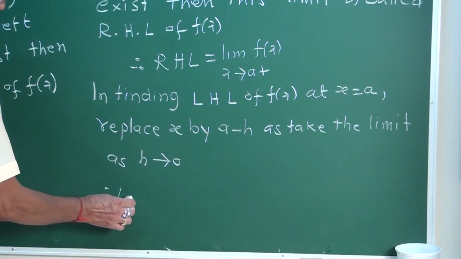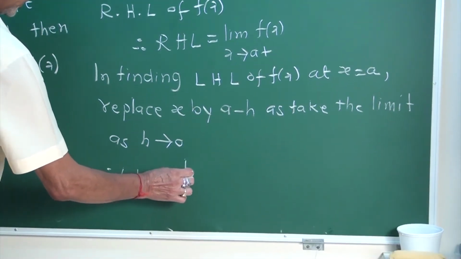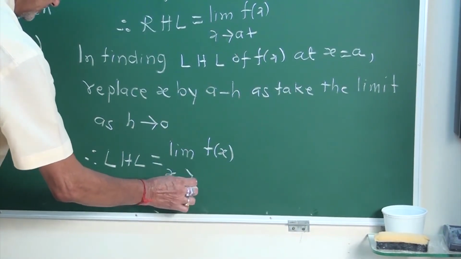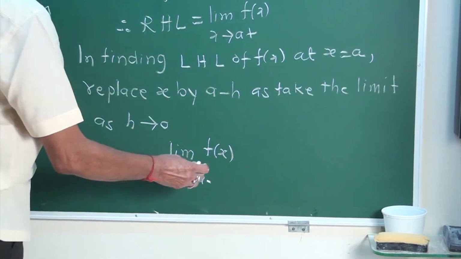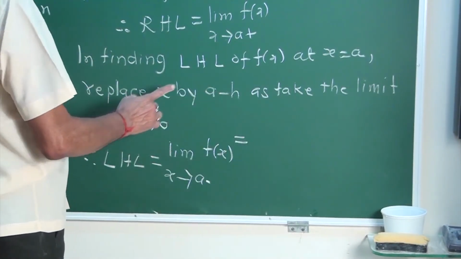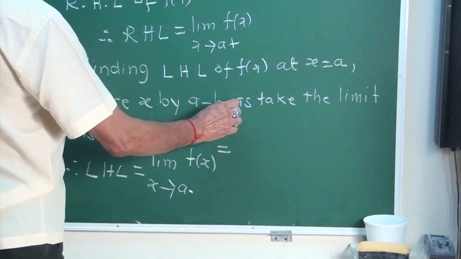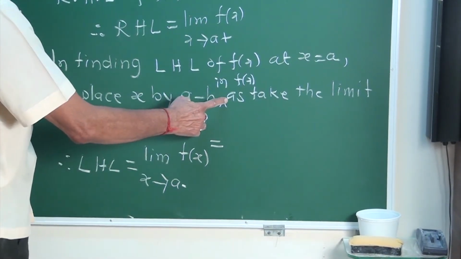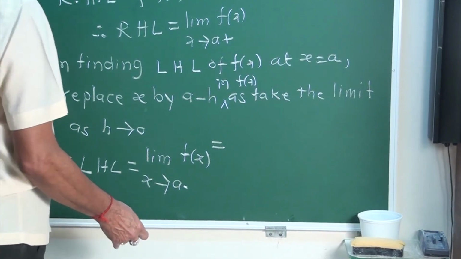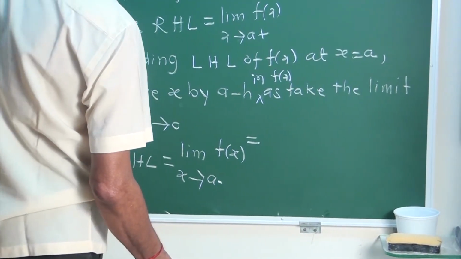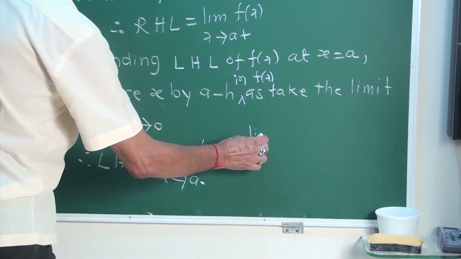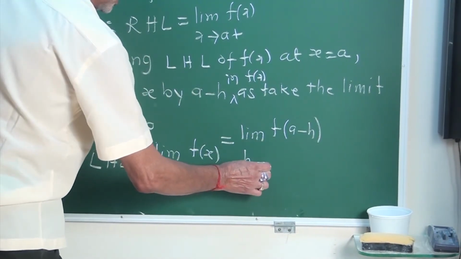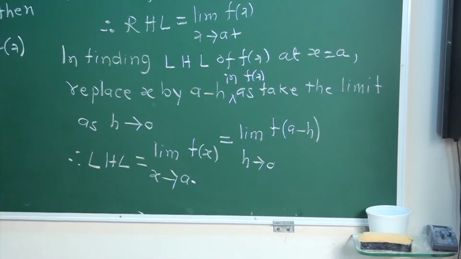Therefore, tell me, what is LHL? The limit of f(x) as x tends to a minus. In this you have to replace x by a minus h in f(x). This is important. Then take the limit as h tends to 0. This is LHL.